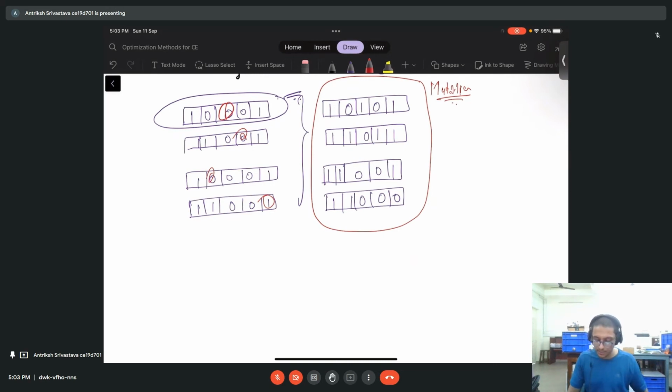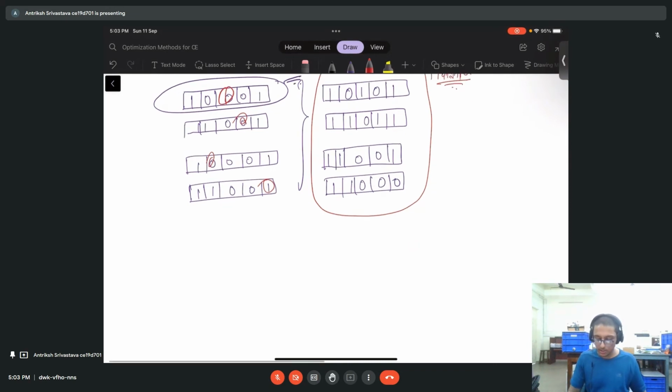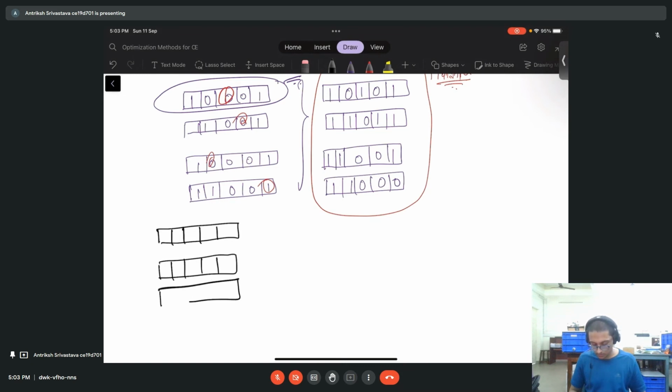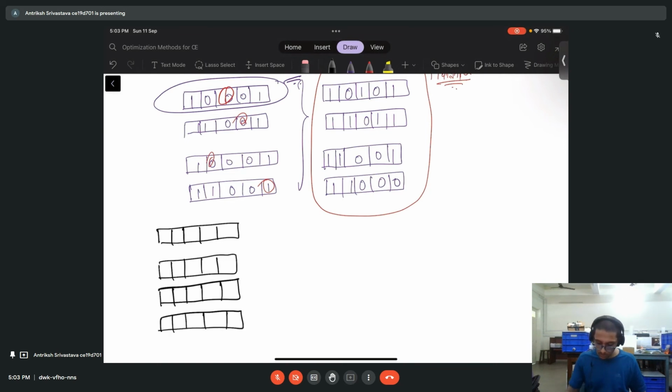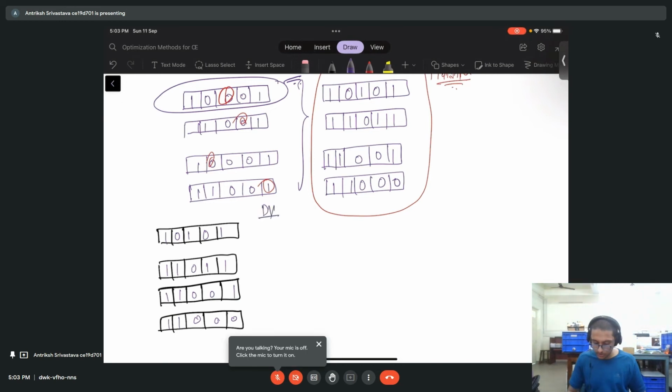Now let's check whether we have gotten an improved solution or not after this iteration of the genetic algorithm procedure. So we have 1 0 1 0 1, 1 1 0 1 1, 1 1 0 0 1, 1 1 0 0 0. So what will be the decoded value of this? It will be 17 plus 4, I think. So 21.